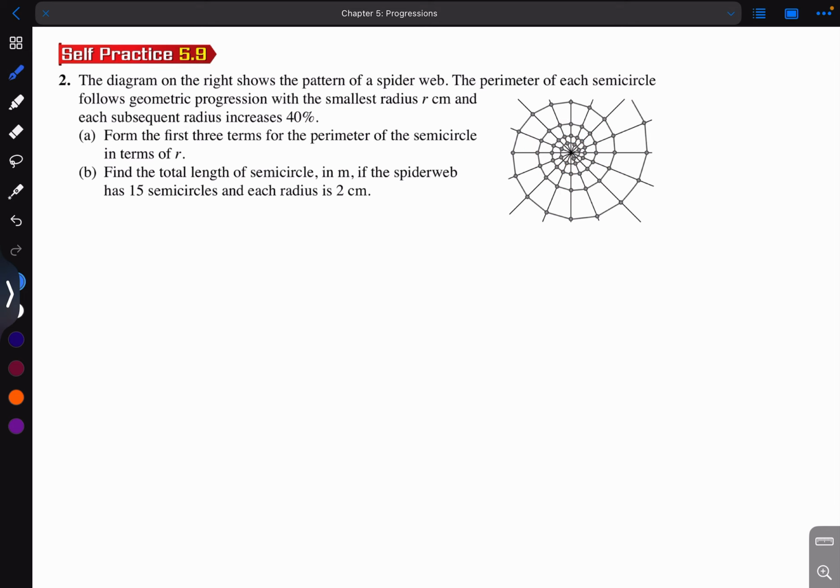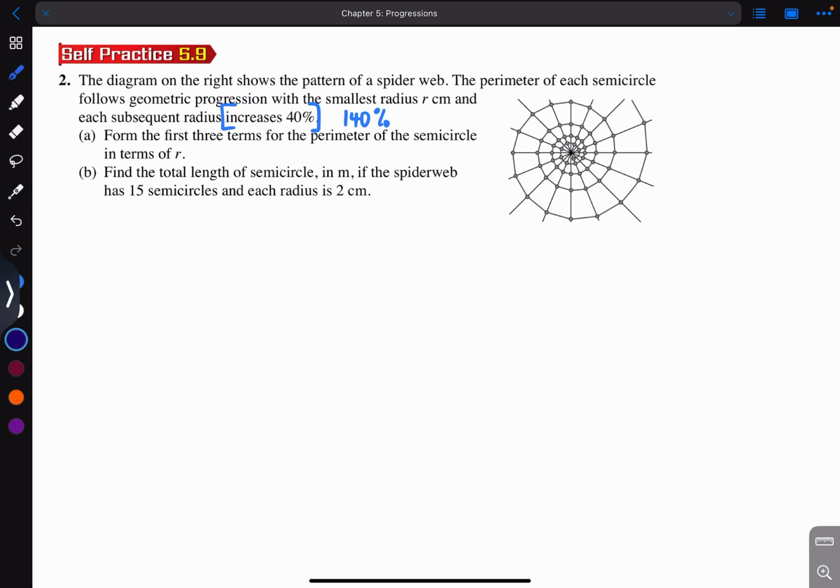So we can say 140% increase, or 140% of the previous radius, because it increases by 40%. So originally it's 100%, 100 plus 40 is 140%.